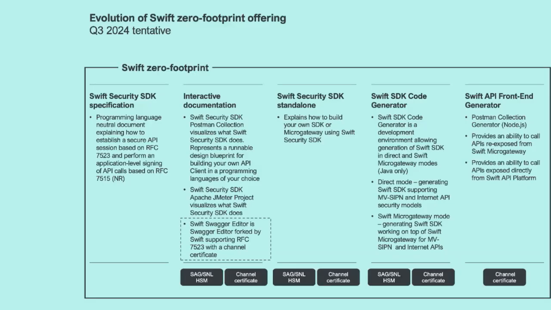So in terms of the evolution of the Swift Zero Footprint offering, which is a separate conversation, we see Swift Swagger Editor as an important contributor for the pillar of interactive documentation. Because, to remind you quickly, we have interactive documentation in the form of a Postman collection, explaining what Swift Zero Footprint is. And recently we added interactive documentation in the form of an Apache JMeter project. And Swift Swagger Editor is an important addition to the overall Swift Zero Footprint offering.